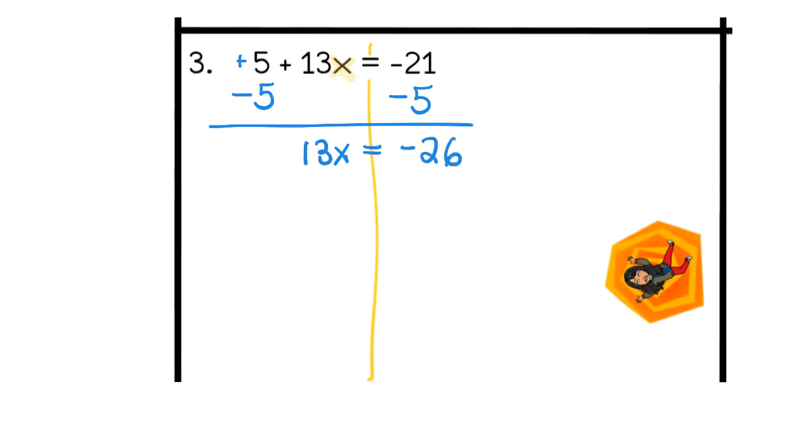We now are trying to get the x all alone, and hopefully from the last video you remember that whenever a variable is right next to a constant, that coefficient is multiplying by the variable. And how are we going to get rid of that multiplying by 13? The opposite operation, which is divide by 13. So in this situation, we end up with x on the left side because the 13's cross out, and on the right side, we get negative 26 divided by 13, or negative 2.